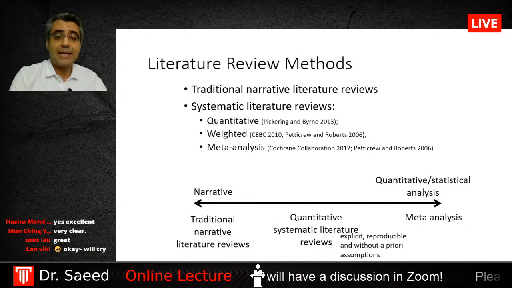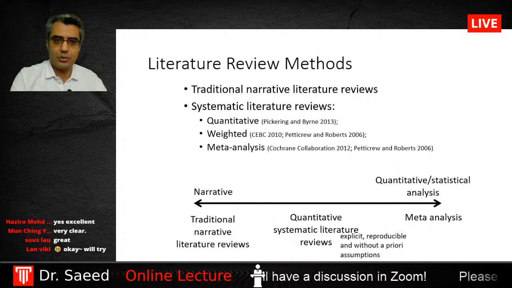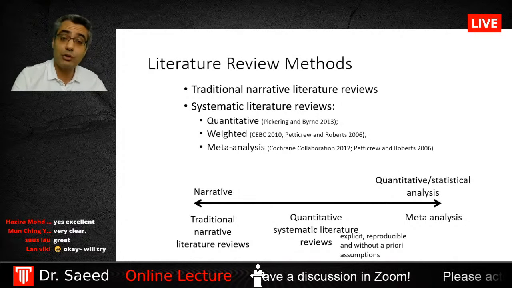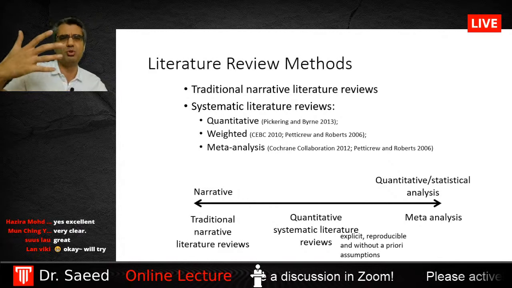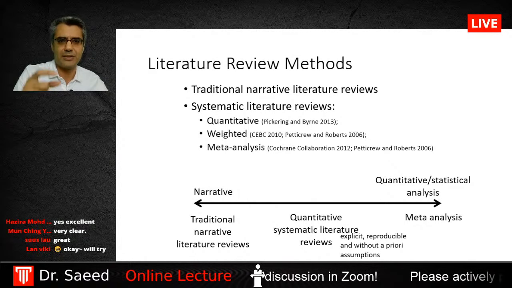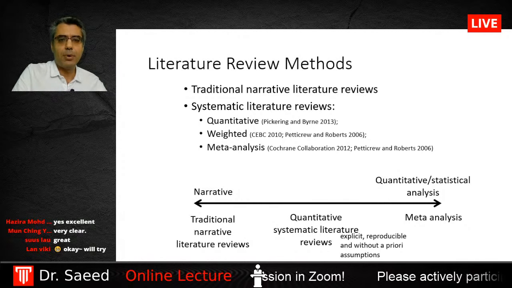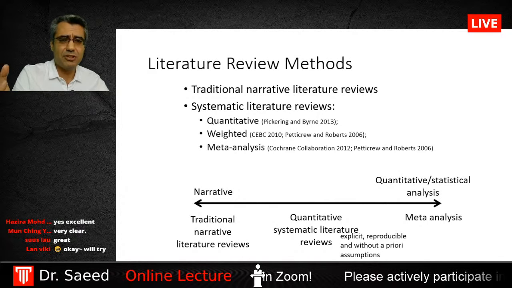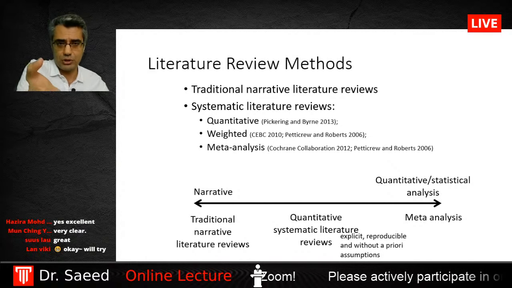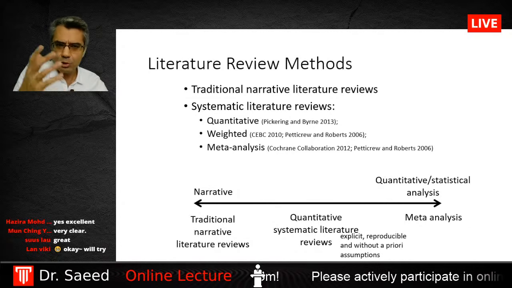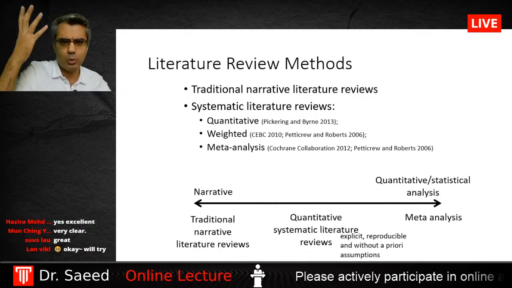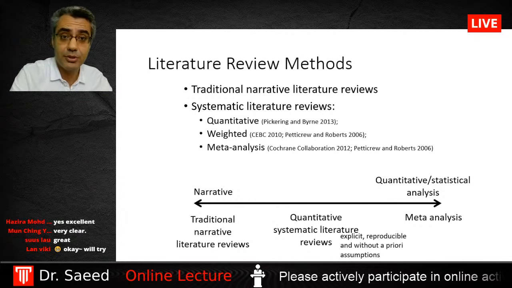Anyway, another problem is the format. Usually the papers that we write have a standard. We usually follow the five chapters format: introduction, literature review, methods, results, and discussion. But in traditional narrative literature reviews, if you check some of the literature review papers, usually they don't follow this format. They have their own format. Each paper is different from the others, right?